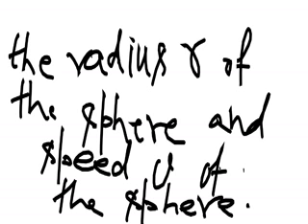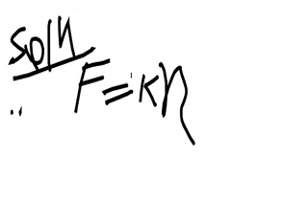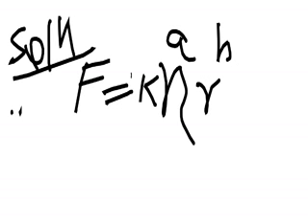I'm not solving the question, I'm giving you a hint. The opposing force is equal to k times eta to the power a, radius r to the power b, and velocity v to the power c.